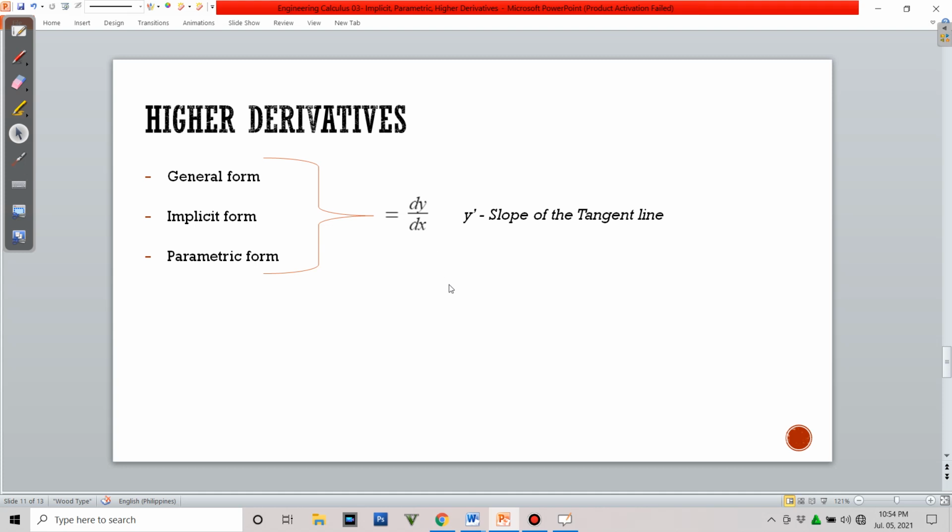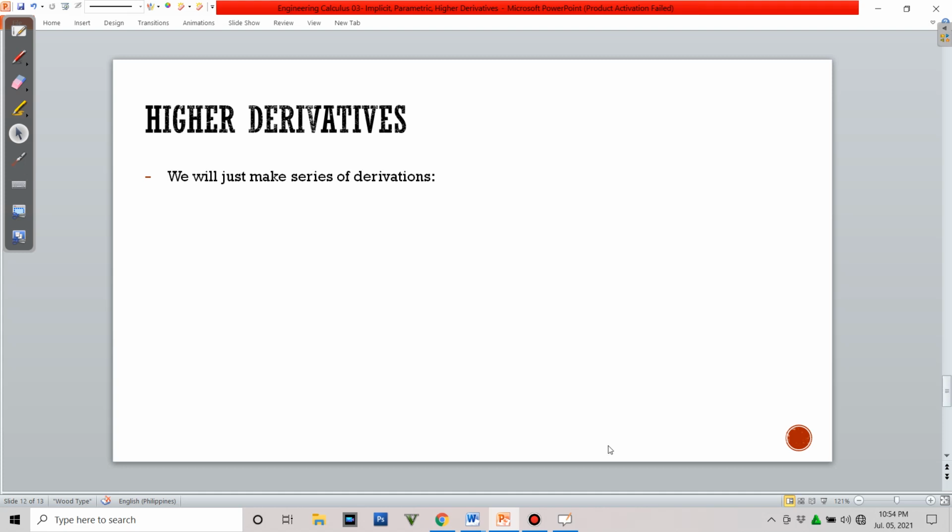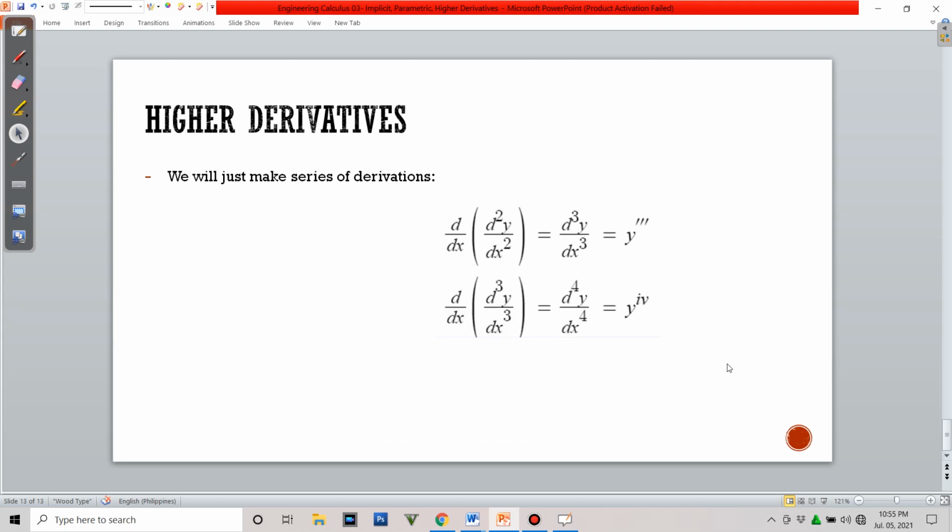So going back to the topic proper, it is just a series of derivatives of this y prime. So we will just make a series of derivations. Of course, if we are going to derive y, it becomes dy over dx, or that is y prime. And deriving dy over dx, or the y prime, becomes y double prime. And deriving y double prime becomes y triple prime, and so on. So this can be applied on either general form, implicit form, or parametric form, and it can be best illustrated in examples.